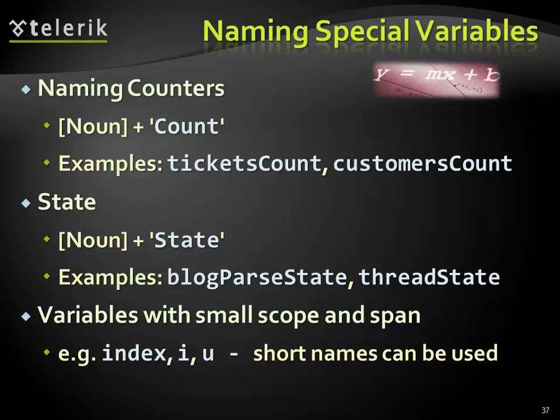Variables with small scope and span, as an exception, sometimes can have shorter names, like I, that we all know is being used for index within a loop, or index, or U if we have a unit, for example, that is being declared just a line above, so we know that U means unit. But by all means we should avoid as much as possible abbreviations and short names.